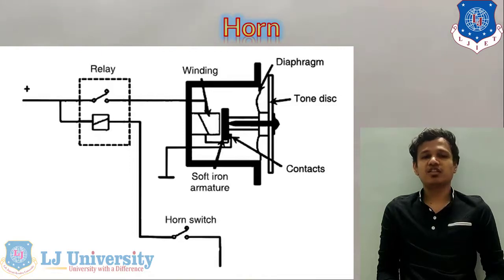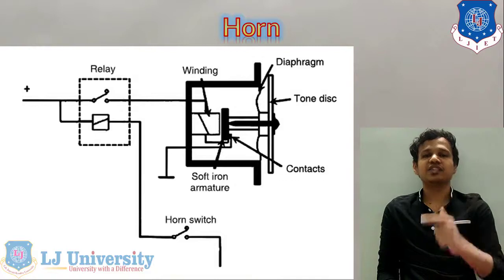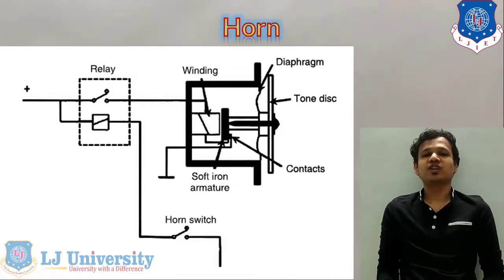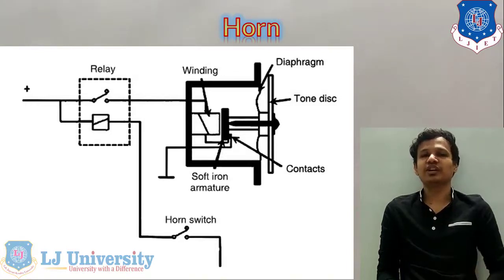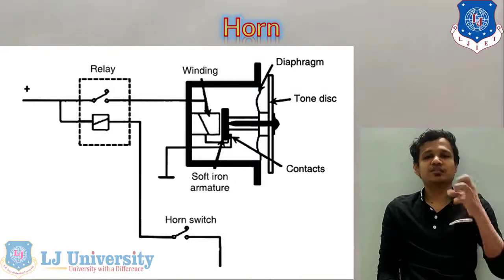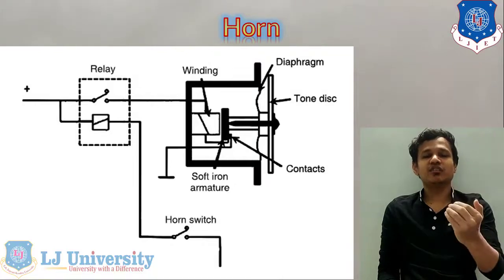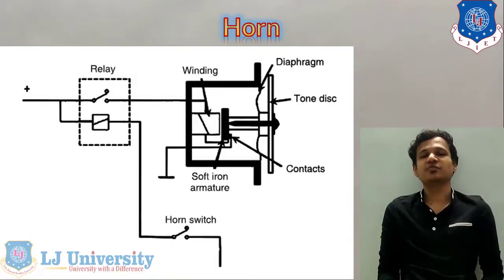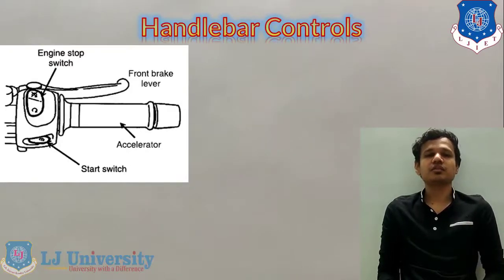Whenever we press the horn switch, the relay provides the vibrations in the windings which you can see. Those windings further provide the force to the diaphragm, and that diaphragm transmits the vibration to the tone disc which is connected with the diaphragm. That tone disc provides the noise which is required for the horn. So this is simply how the horn works.